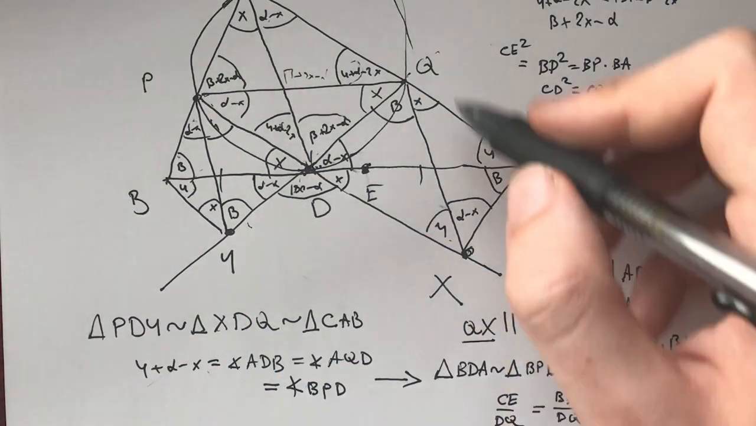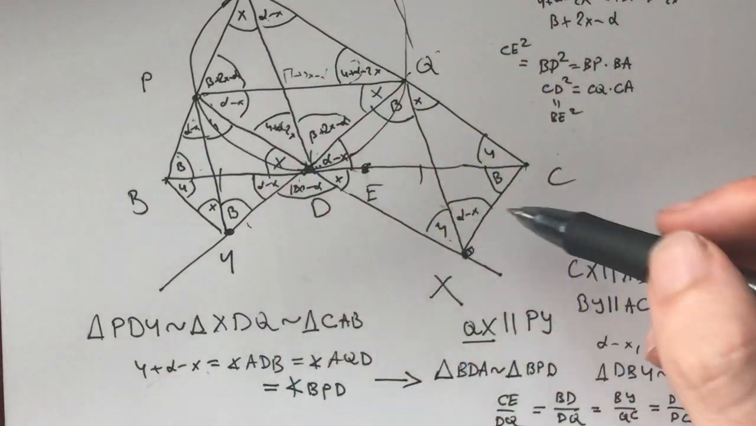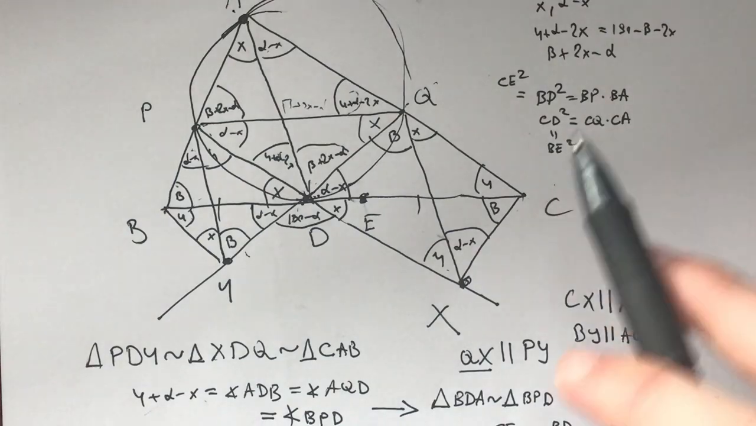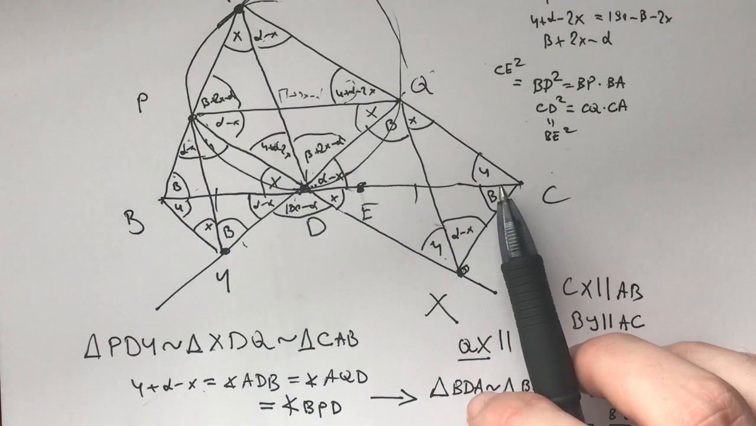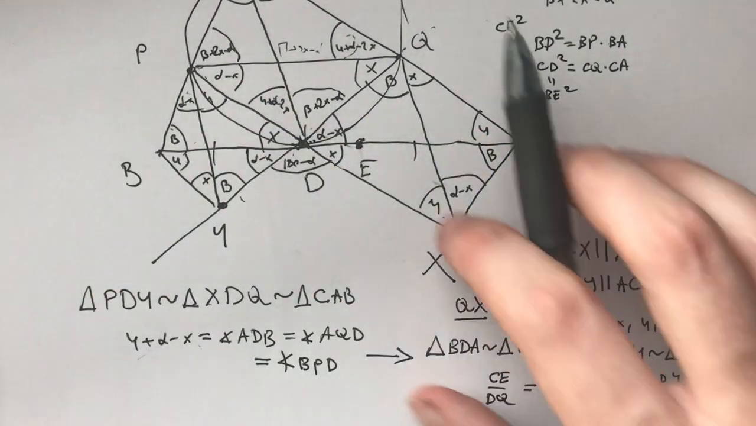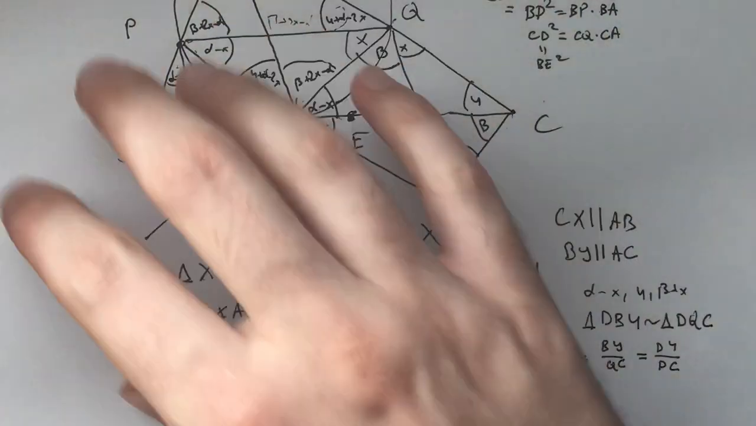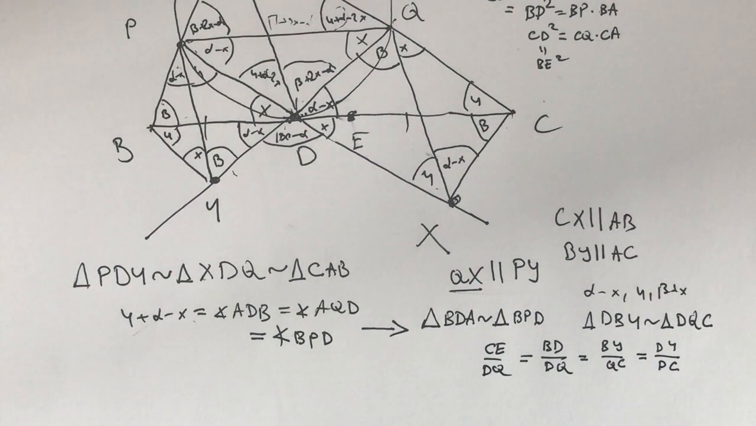You have also QX is parallel to PY. You have CX is parallel to AB. You have BY is parallel to AC. There's a lot of things going on in this picture. And with this information, I invite you to pause for 10 minutes and try to figure out what your next step would be. Look at all of this and figure out what you would do.